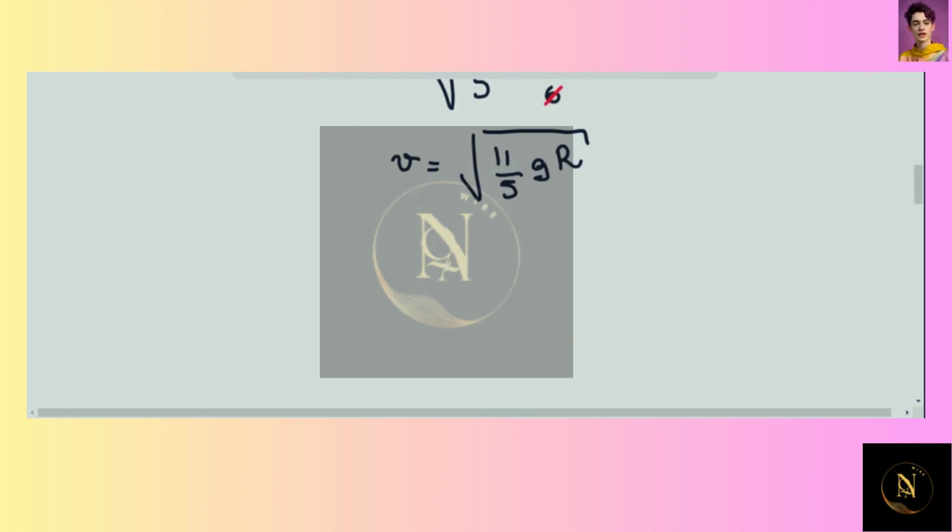So the normal force is equal to mv squared divided by r. So this is just 11 mg over 5.